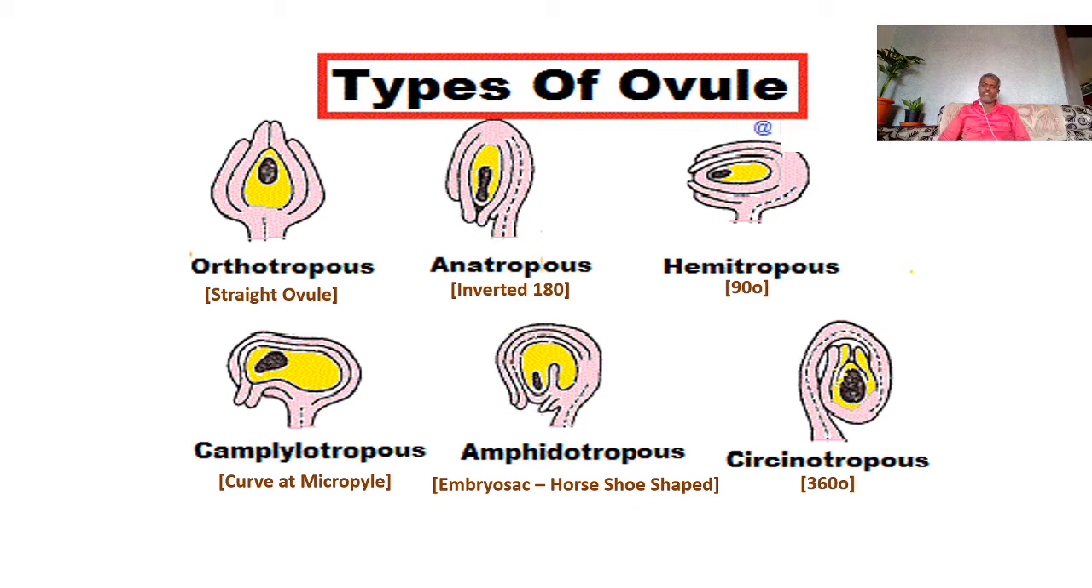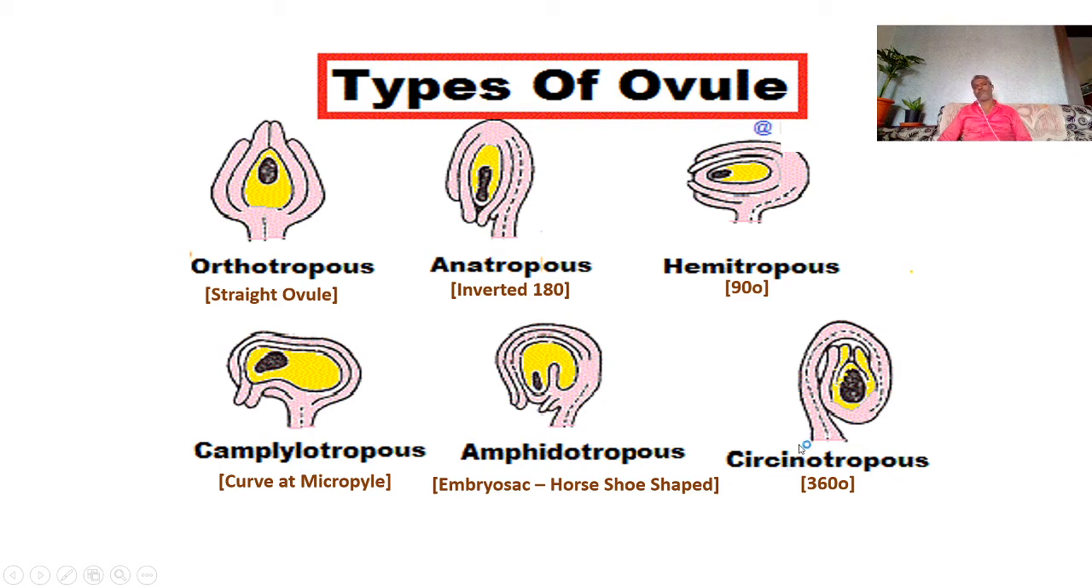This type of ovules is seen in Opuntia and the Plumbaginaceae family. These are the different types of ovules seen in angiosperms based on the position of the micropyle, the nucellus, the chalaza, and the funiculus.